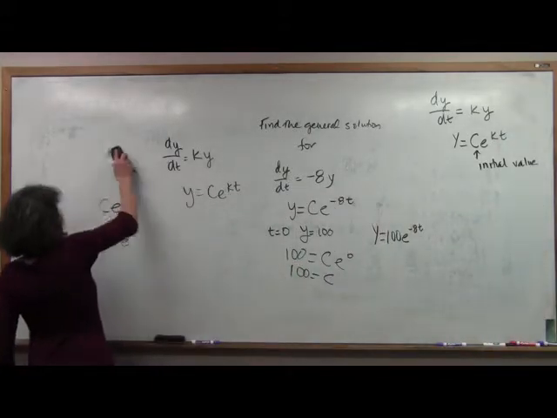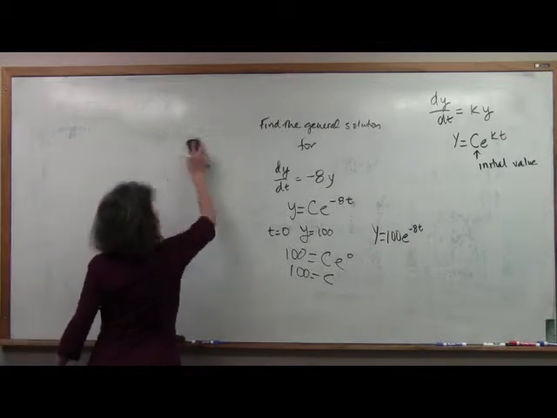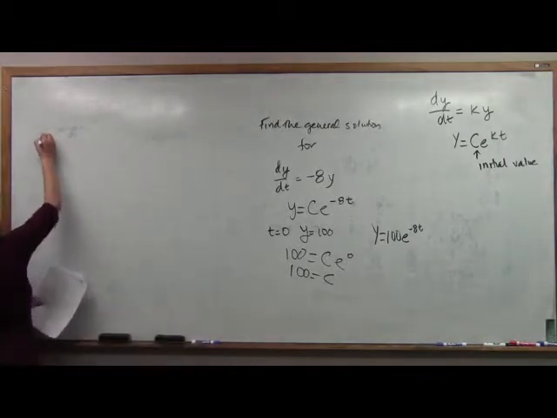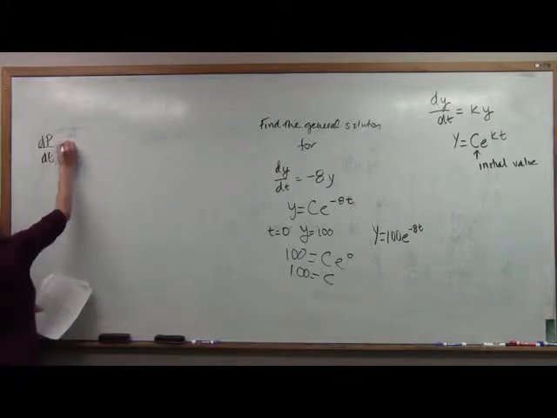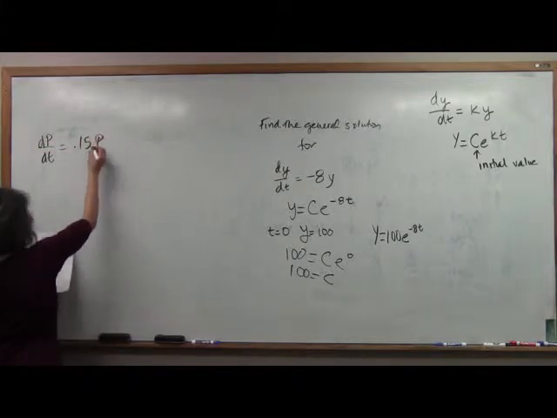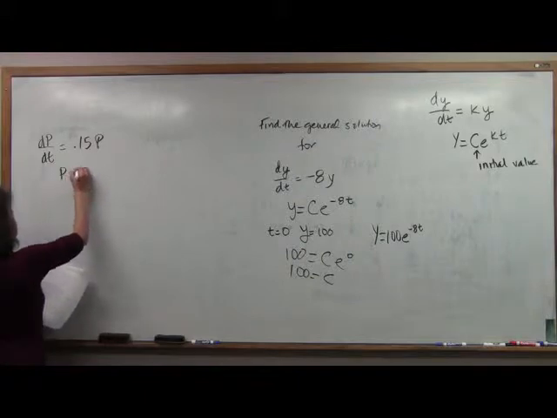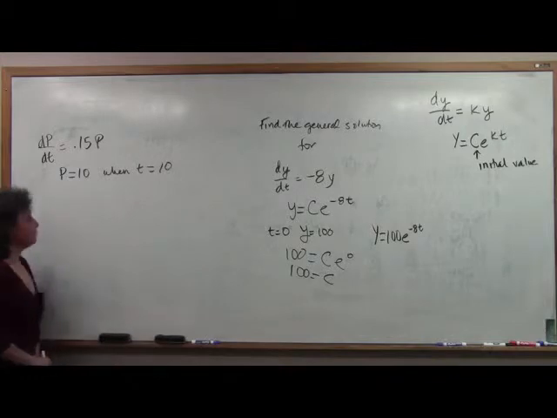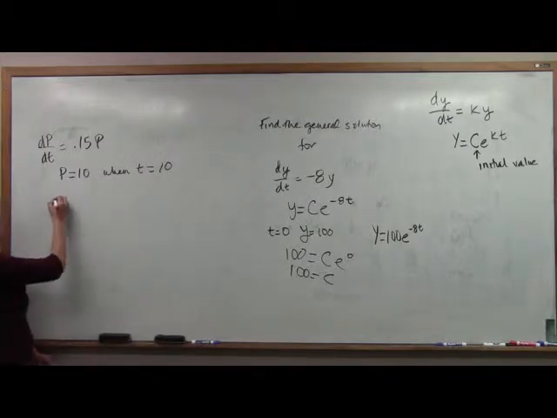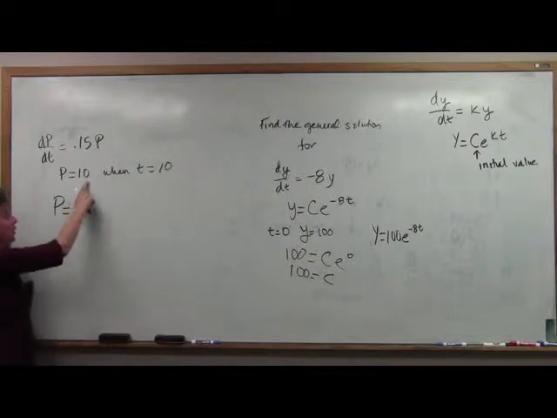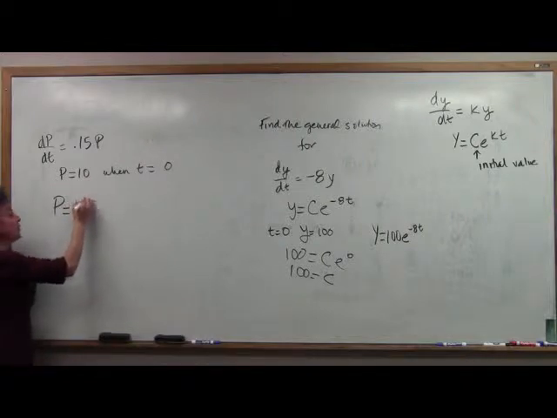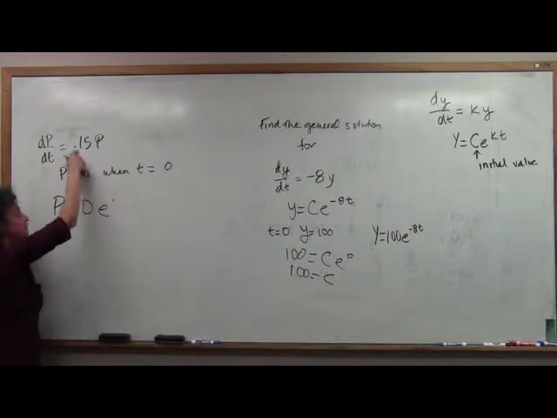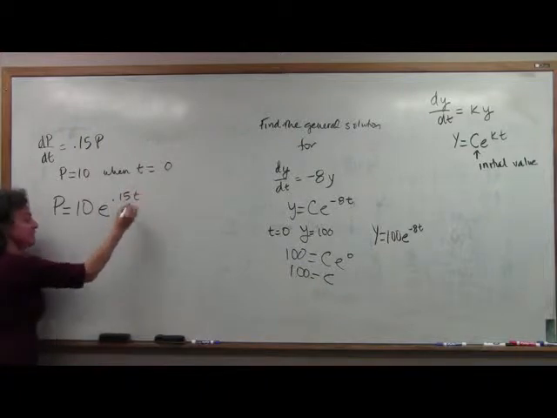So what if I told you this? What if I said dp dt equals 0.15p, and suppose p equals 10 when t equals 0? Notice we can get our function p. Well, we know our initial value is 10, so p is 10 e to the 0.15t.